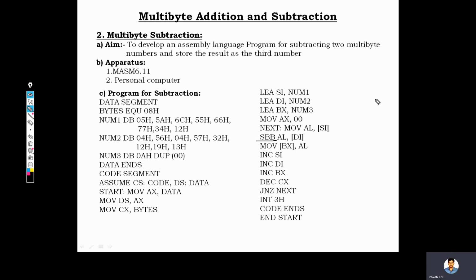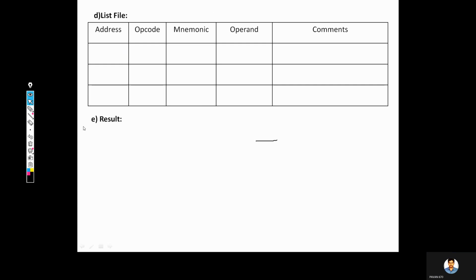Similarly, like the num1 array, num2 array, and num3 array, values will be taken, and the result will be stored inside the num3 array. Okay. For this also, we need to generate a list file, and the result should be written here.